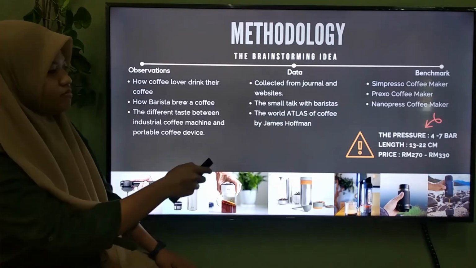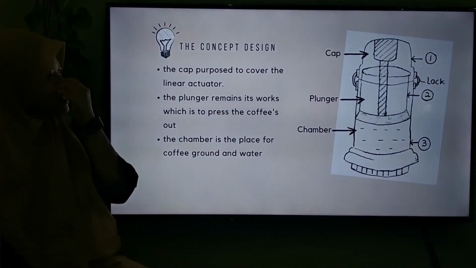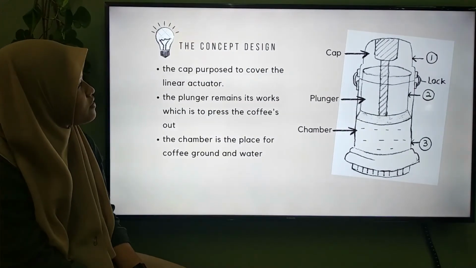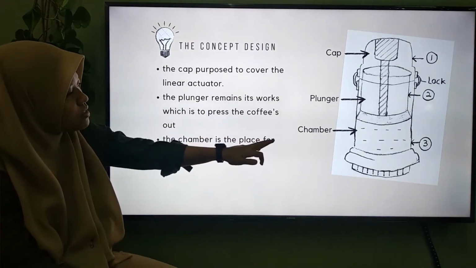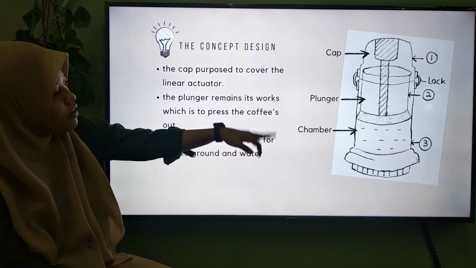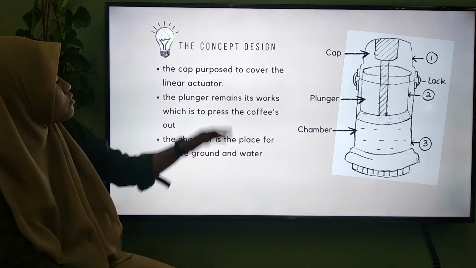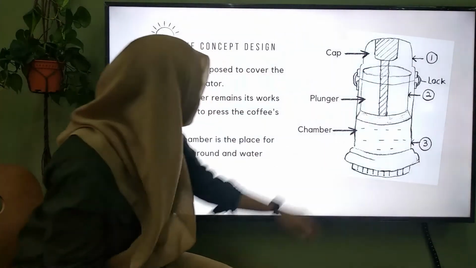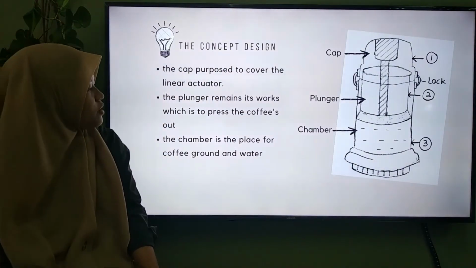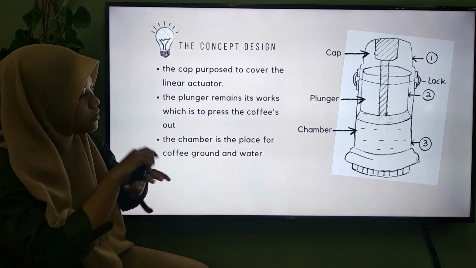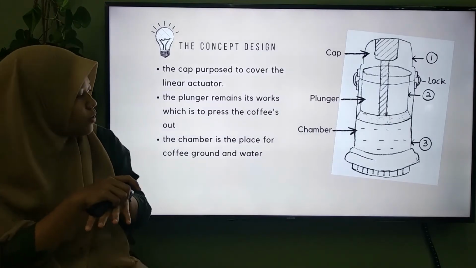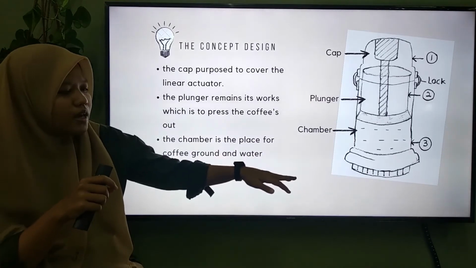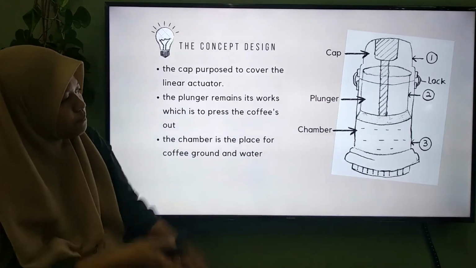So this is the first concept design that I produced, which is the cap, the plunger, and the chamber. It's all here, and the cap is purposed to cover the linear actuator. This one is the linear actuator, and the plunger remedy works, which is to press the coffee and the hot water, and the chamber is the place for coffee and water to be fed.